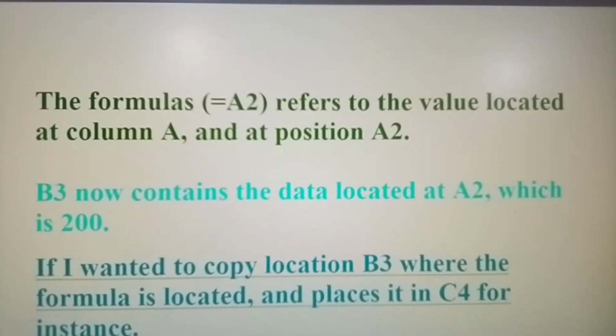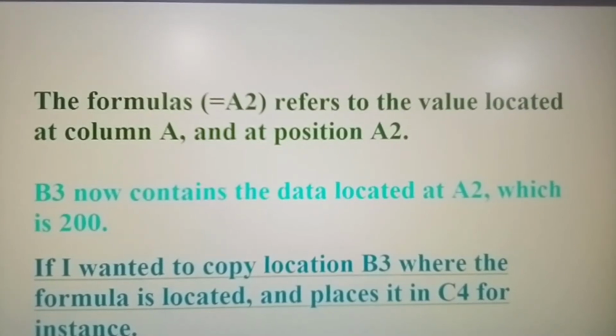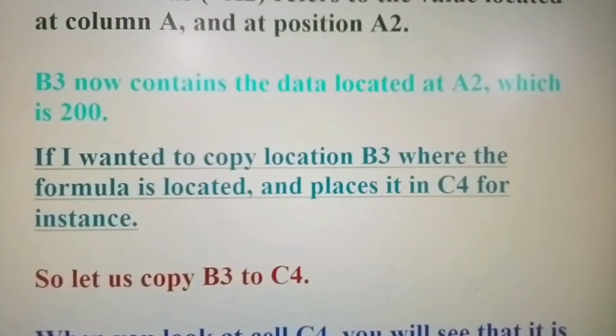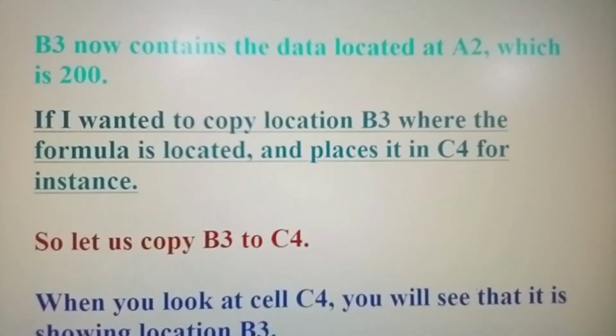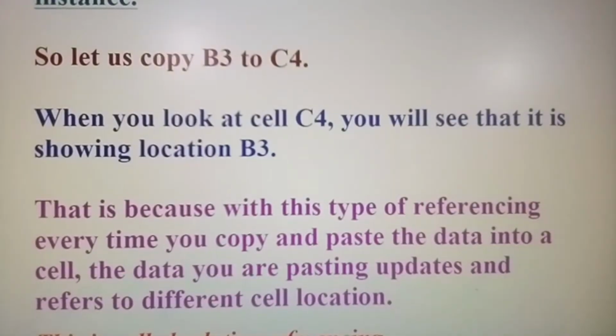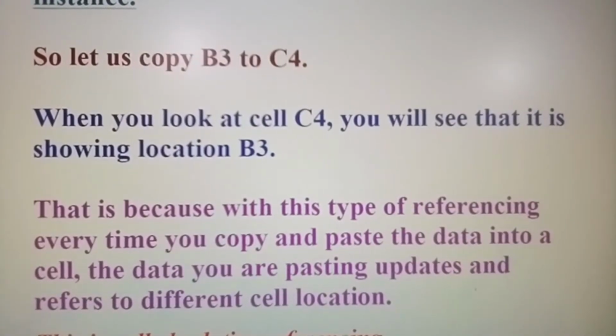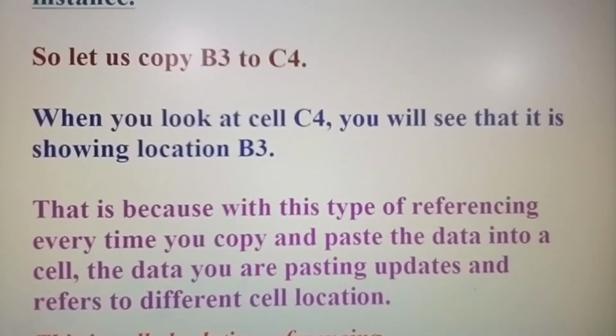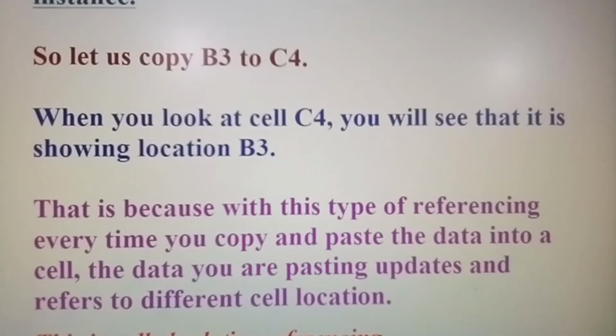If I wanted to copy location B3, where the formula is located, and place it in C4, for instance, let us copy B3 to C4. When you look at cell C4, you will see that it is showing location B3. That is because with this type of referencing, every time you copy and paste the data into a cell, the data you are pasting updates and refers to a different cell location. This is called relative referencing.